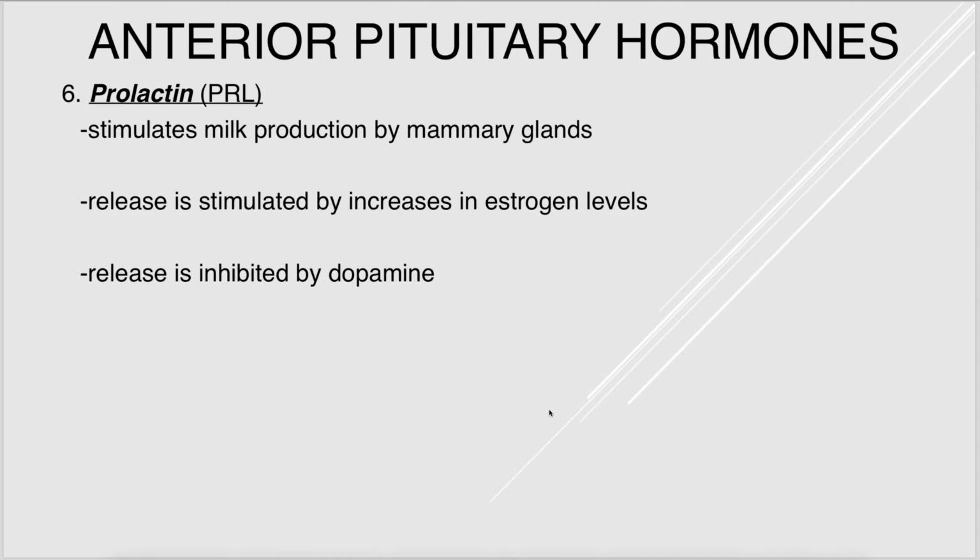And then finally, prolactin. So prolactin is going to stimulate the production of milk from the mammary glands. Its release is going to be stimulated mostly by increases in estrogen, and it's actually inhibited by dopamine.